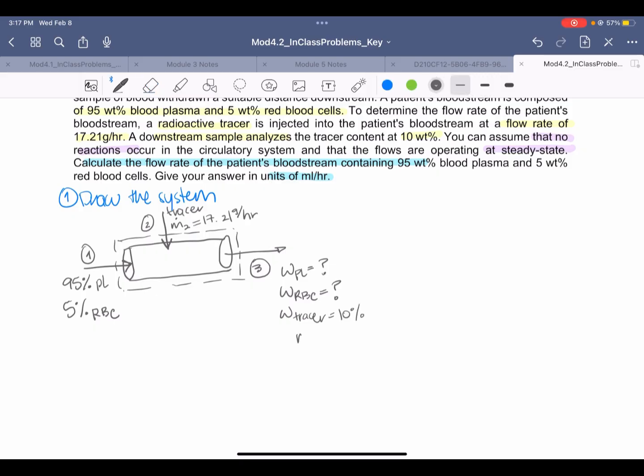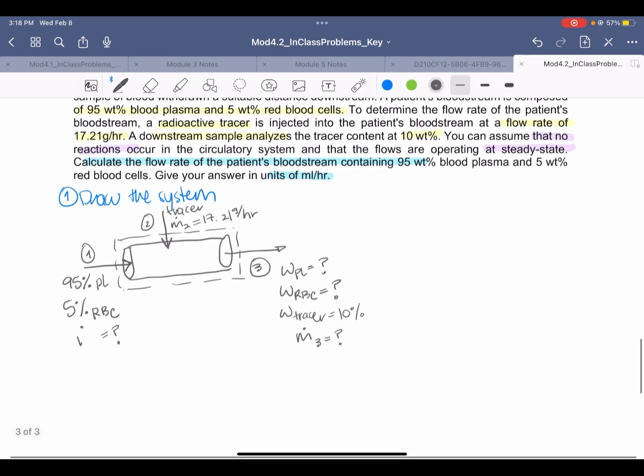We also don't know the mass flow rates here or here. Sorry, 1. Now, if we go back and read what this problem is asking for, what essentially the problem is asking us to do is to calculate the mass flow rate in stream 1. That is all it wants us to do.